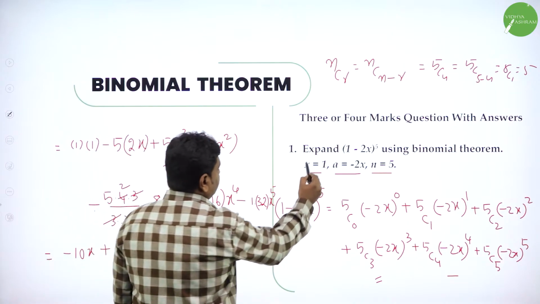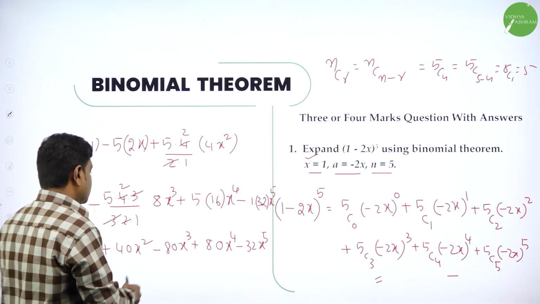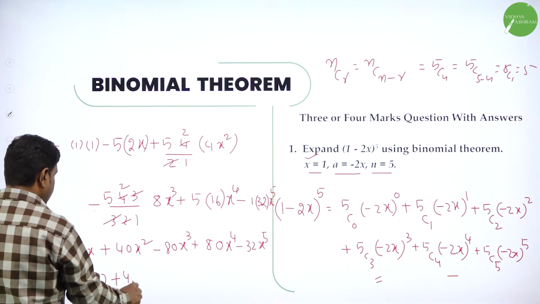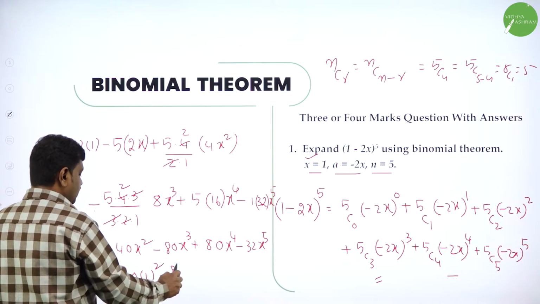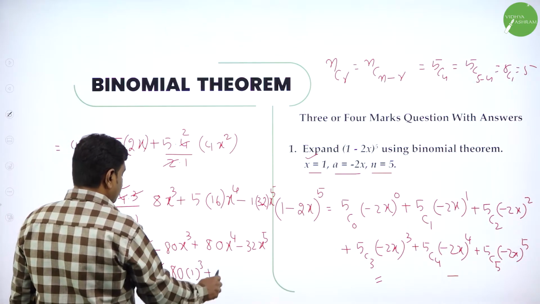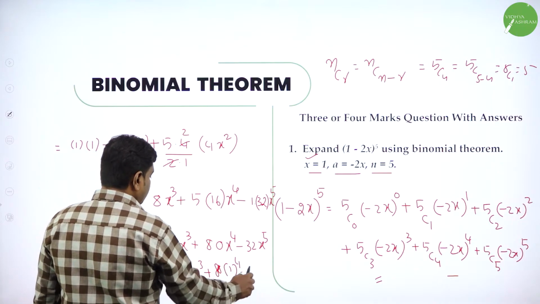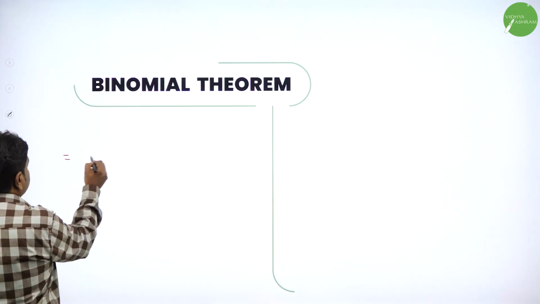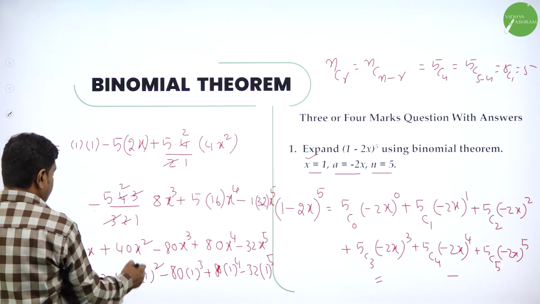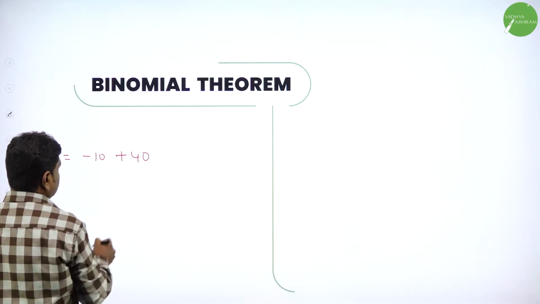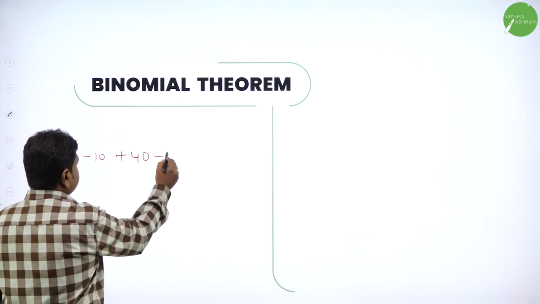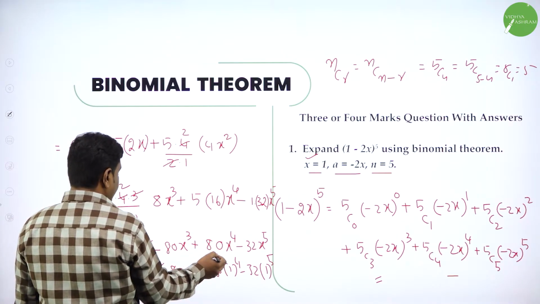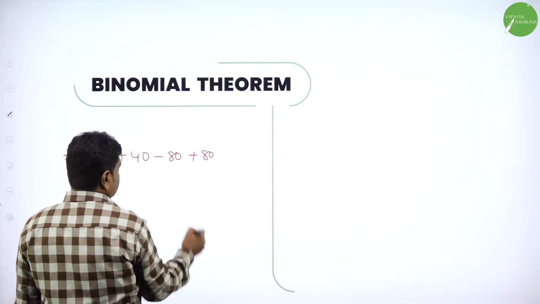Now they gave the value of x. x is what? 1. In the place of x put 1. So it will become minus 10 into 1 plus 40 into 1 square minus 80 into 1 cube plus 80 into 1 power 4 minus 32 into 1 power 5. You know 1 power anything is 1. So it will be minus 10 plus 40, then minus 80, then plus 80, then minus 32.